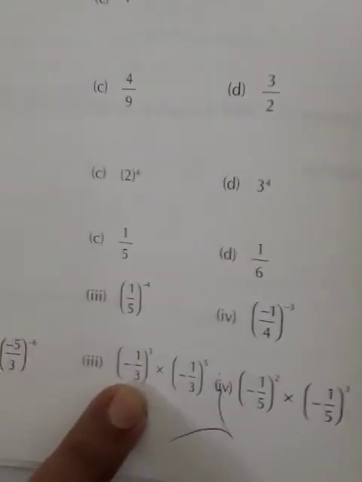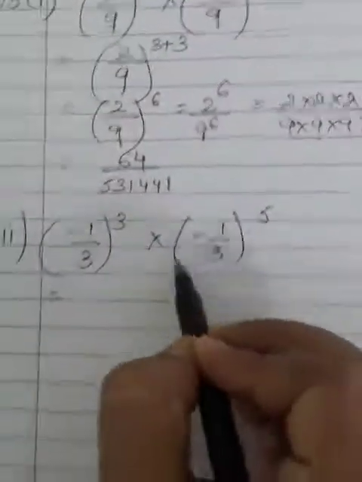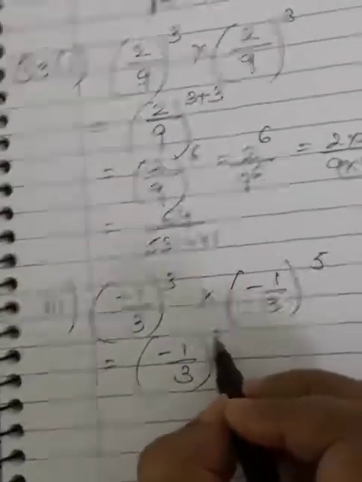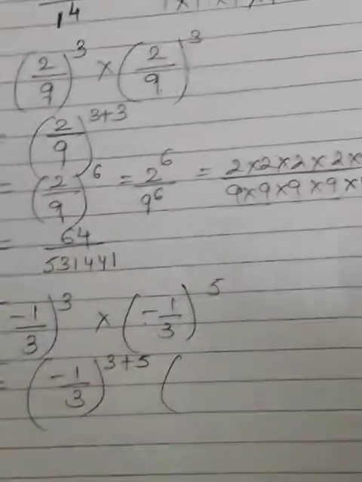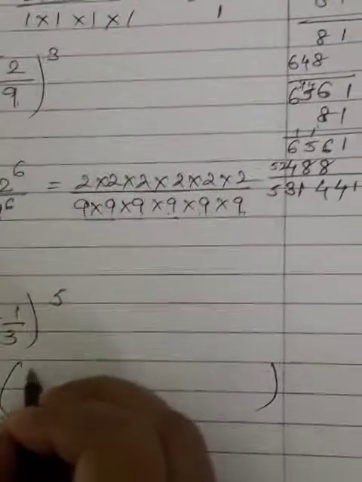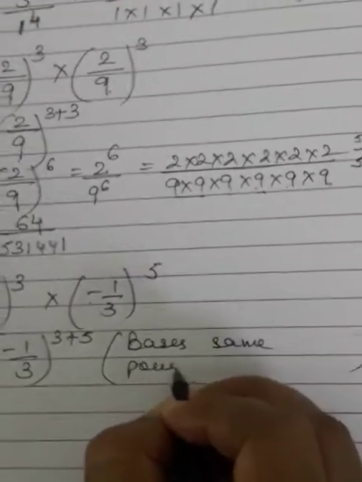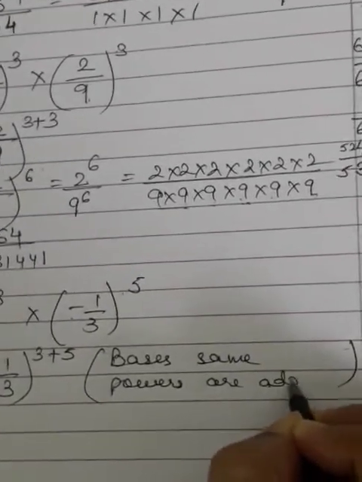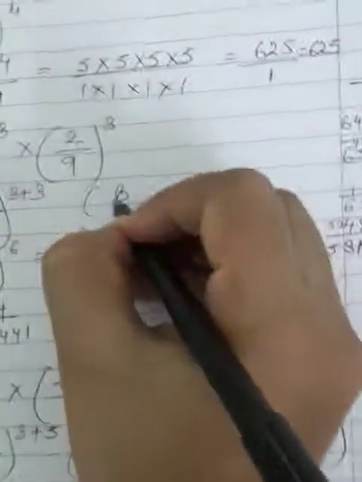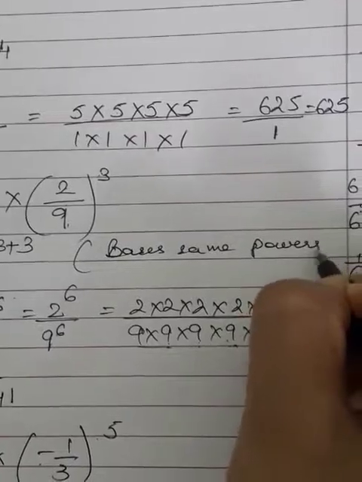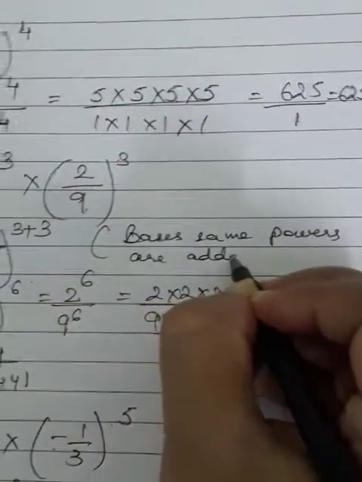Next one, I'll take the third part. Minus 1 over 3 whole power 3 into minus 1 over 3 whole power 5. Now again you see the base is same, minus 1 by 3 both the sides. So write it only one time. Base, now powers will be added. Bases are same, powers are added. You can give the reason also here, that will be nice. Base is same, powers are added.